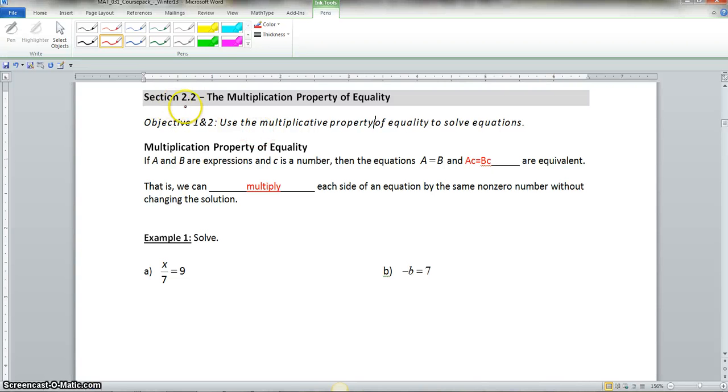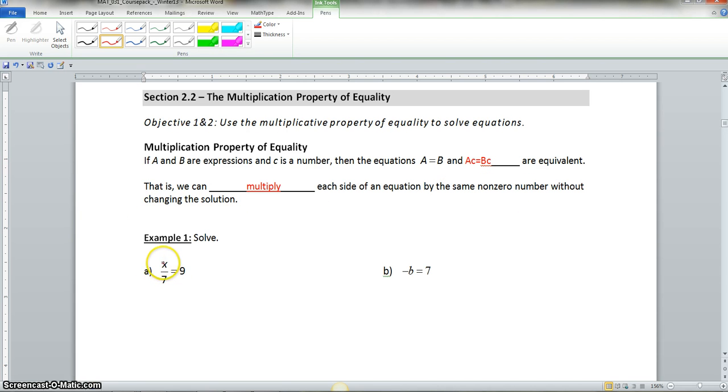Okay, class, we're starting on section 2.2, the multiplication property of equality. We have objectives 1 and 2. Use the multiplicative property of equality to solve equations. If A and B are expressions and C is a number, then the equation A equals B and A times C equals B times C are equivalent. That is, we can multiply each side of an equation by the same non-zero number without changing the solution.